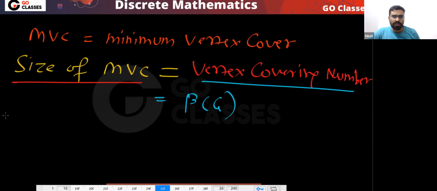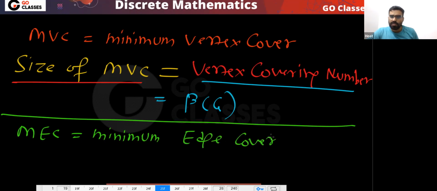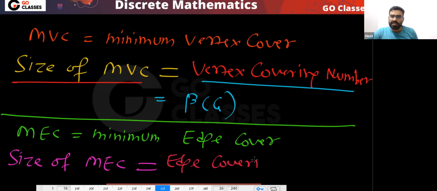And the same thing we can do for edge cover. So what is the minimum edge cover? This is your minimum edge cover. And what is the size of the minimum edge cover? That is the edge covering number. The symbol for this is beta dash. Beta dash means this is beta dash. Okay, is this clear?